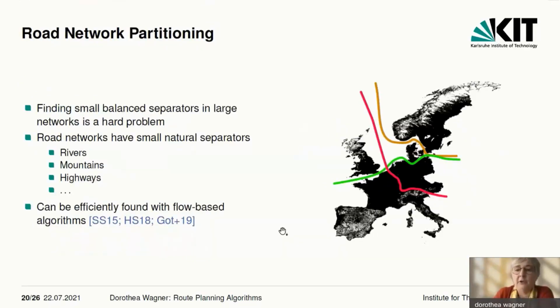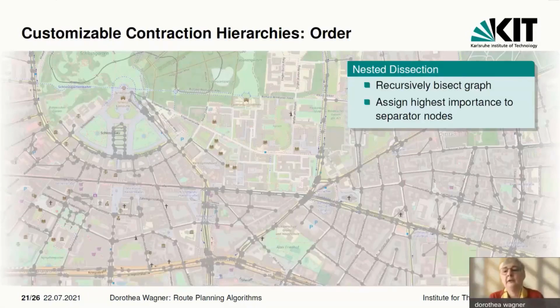In road networks, in practice, small balanced separators come from the geography: rivers, mountains, highways, and so on. So there is a whole part of research concentrating on finding good separators for road networks, good in the sense that they result in nice contraction hierarchies or nice multi-level Dijkstra frameworks. So, back to contraction hierarchies.